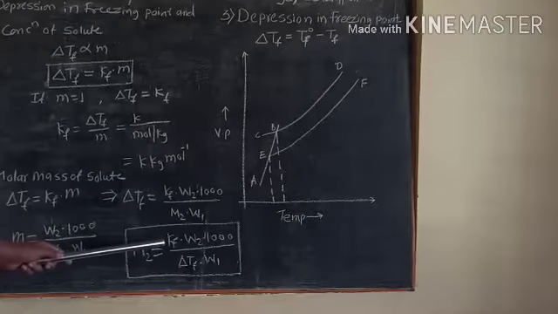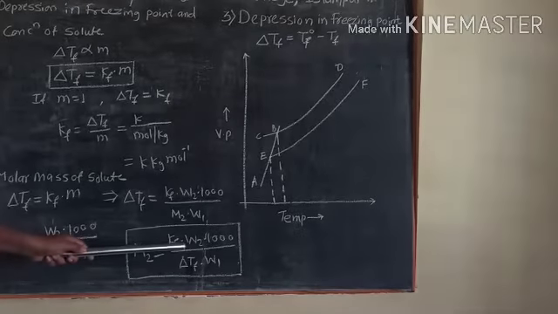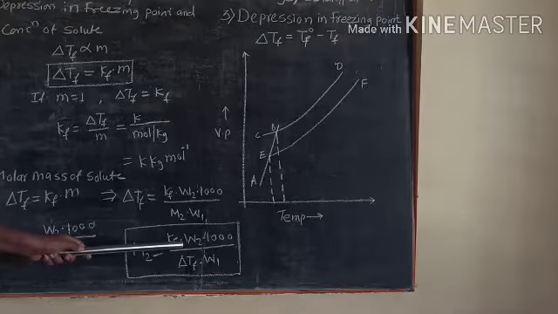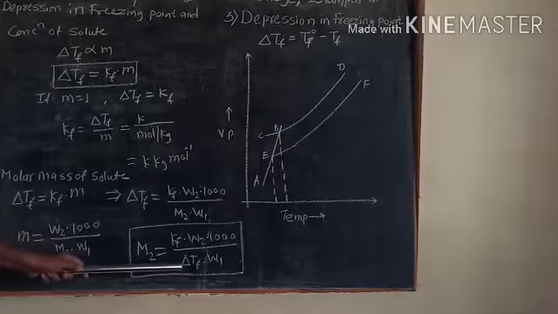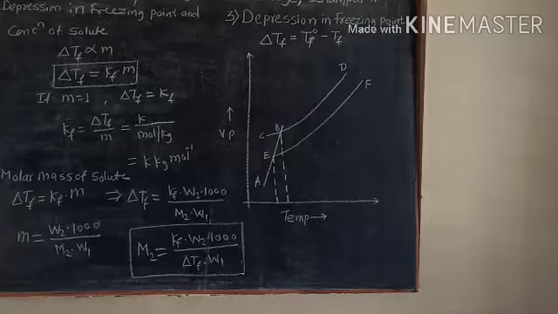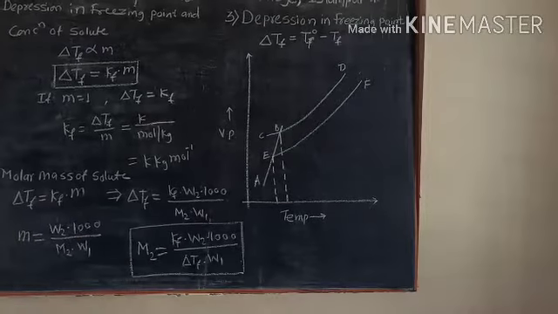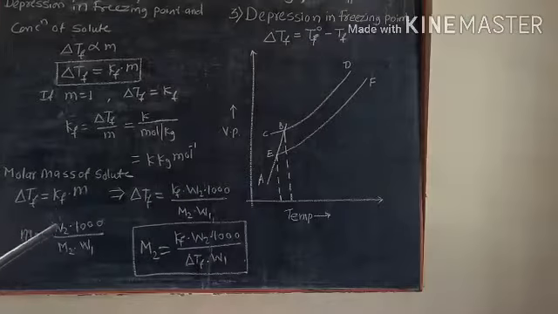Here, Kf means the molar depression constant, W2 means the mass of the solute, W1 means the mass of the solvent in grams, and delta Tf means the depression in freezing point. This is the explanation of the third colligative property, depression in freezing point. In the next lecture we will discuss osmotic pressure.